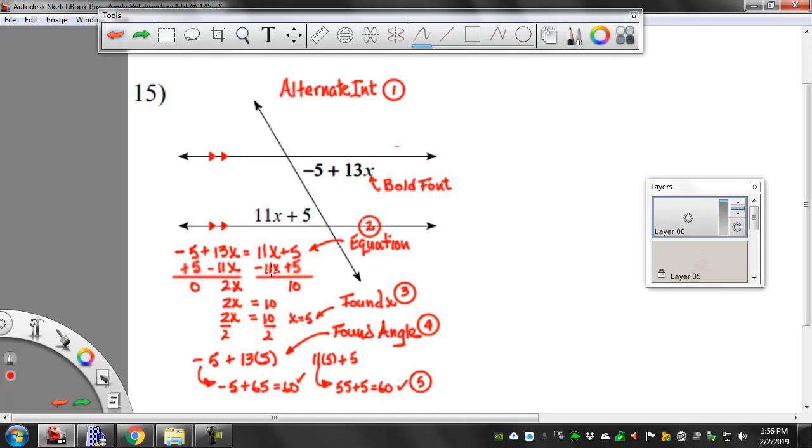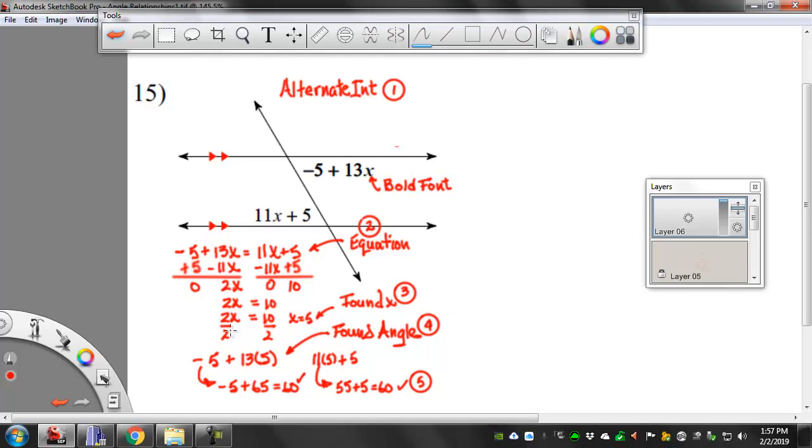So 11x minus 11x, I subtract 11x, that will go to 0. And when it goes to 0, it's gone. And I do the same thing over here. 13 minus 11x gives me 2x. So now my final equation simplifies down to 2x equals 10.